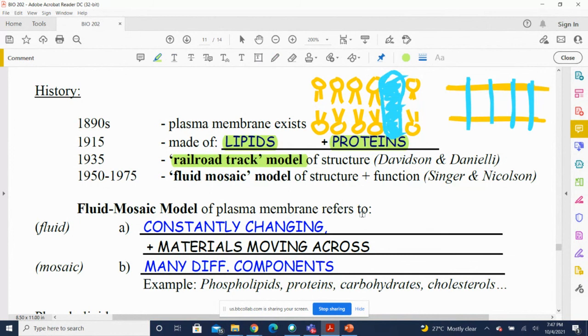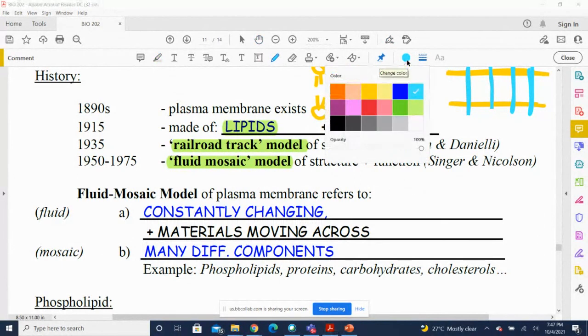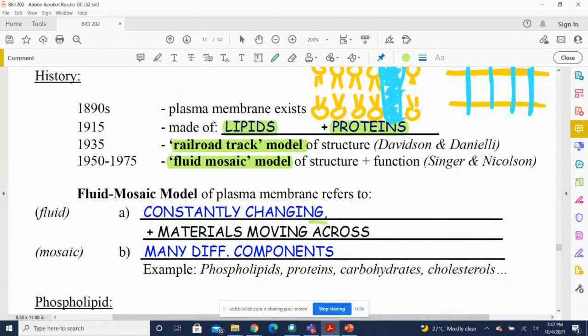The other term, fluid mosaic model of the plasma membranes, we've already discussed, how the fluidity refers to the constantly changing, constantly varied nature of the plasma membranes. Materials are constantly moving across, but the structure itself is also constantly changing. And the mosaic term refers to the fact that it's made of many different components. So there's a lot going on there, and all that comes together.